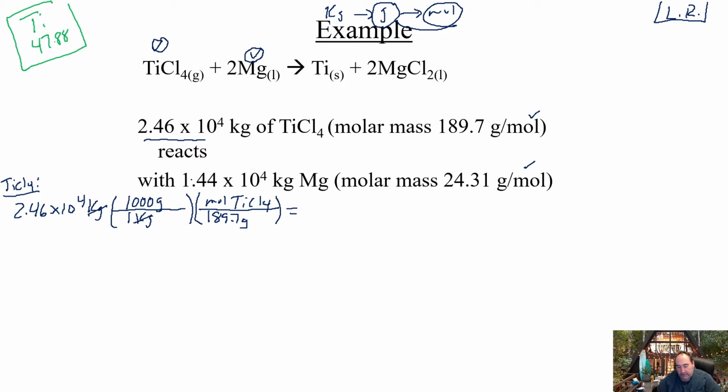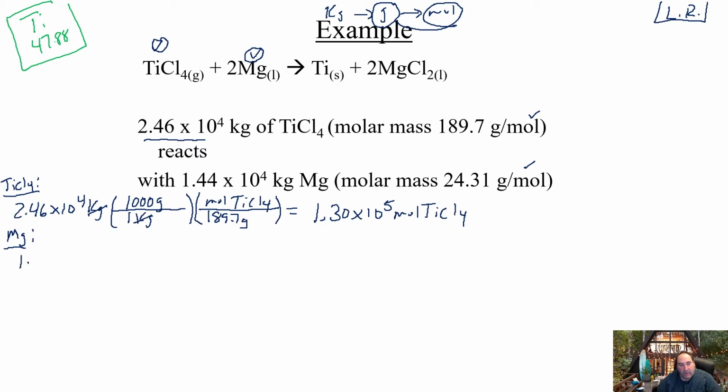If we do all that, 2.46 times 10 to the 4th times 1,000 divided by 189.7, that's going to give me, in scientific notation, 1.30 times 10 to the 5th moles of TiCl4. I'm going to do the exact same thing with my second reactant, which is magnesium.